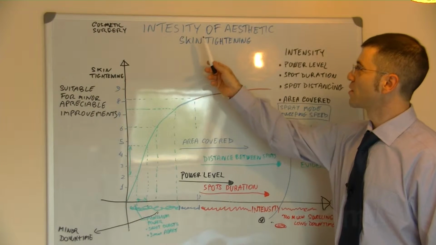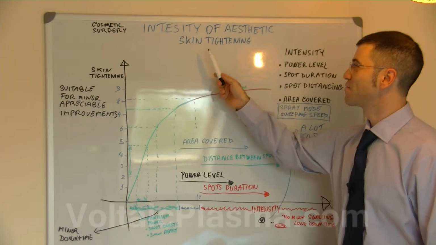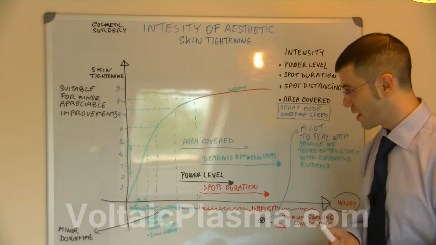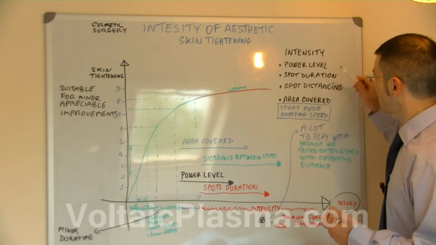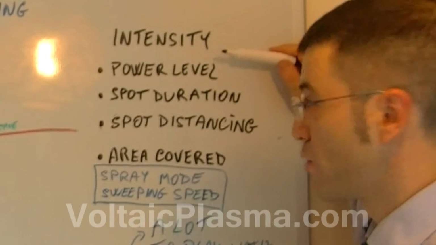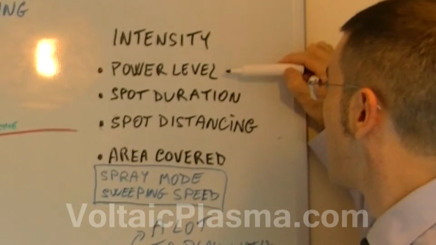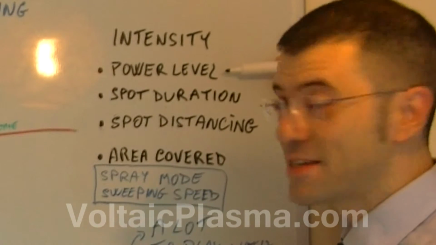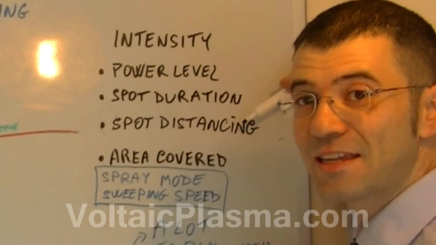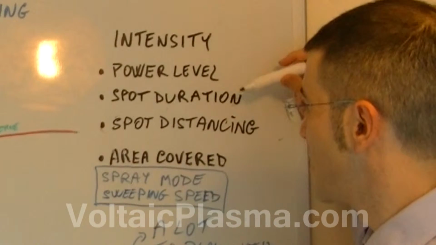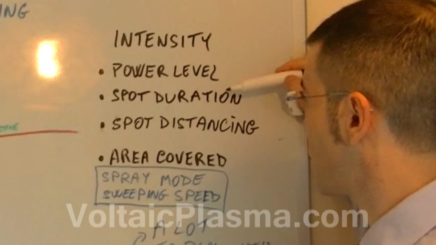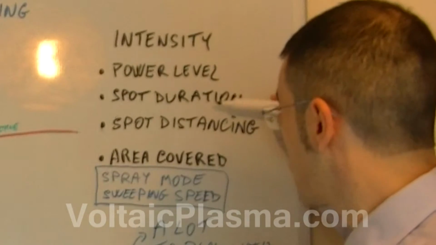In this video, we're going to talk about intensity of aesthetic treatment for skin tightening by using the spot mode or spot operation. Now, the intensity of the treatment for skin tightening is determined by a number of factors. They are the power level that you set the device at, the spot duration, the spot distancing, and the area that you cover.